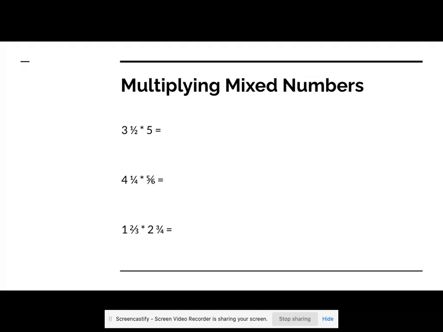3 1/2 times 5. So I need to change 3 1/2 into an improper fraction first. So 3 times 2 is 6, plus 1 is 7, over 2 times 5. And remember, we're going to put a whole number over 1. Check to see if there's anything I can reduce. There isn't. So I do multiply across, 35 over 2, and then change that back into a mixed number, which goes in there 17 times with 1 left over, and my 2 stays the same as my denominator.